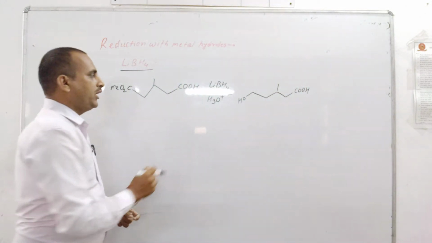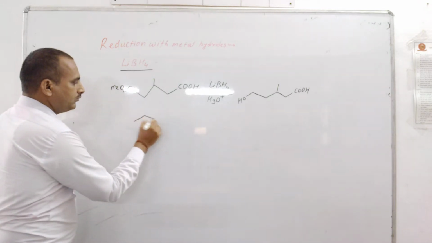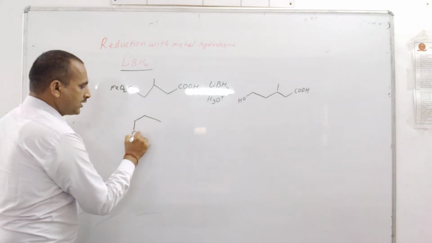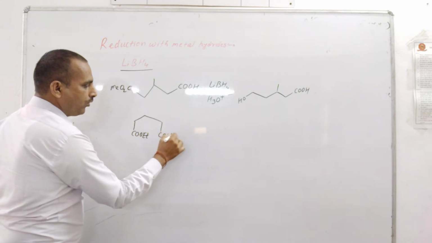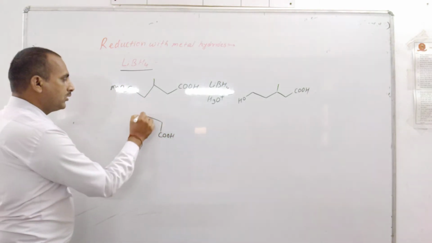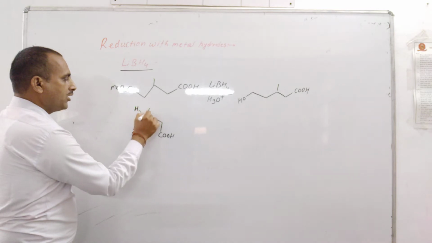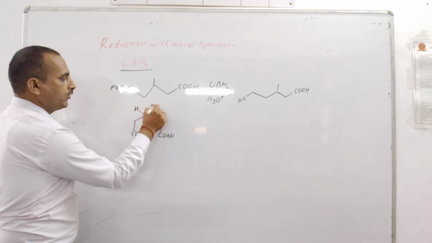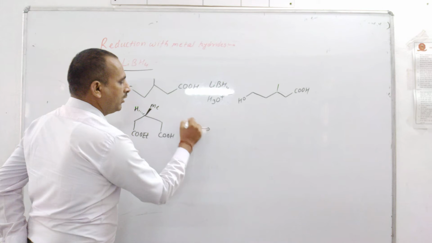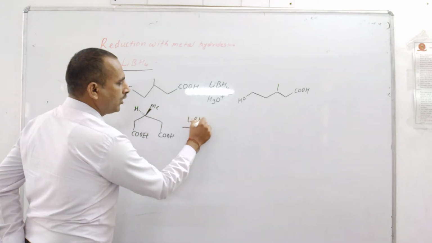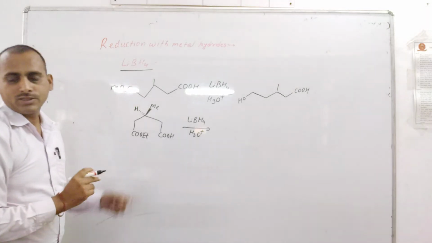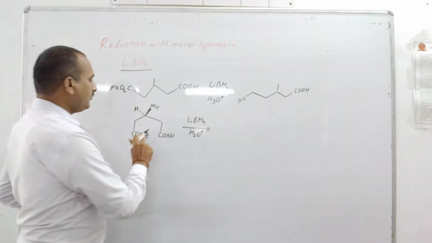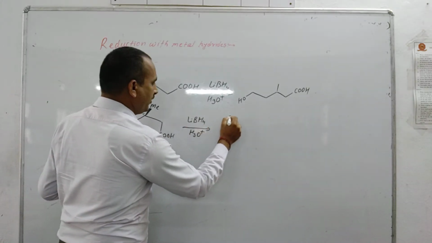Now let's see one more example. COOAr, COOH, H and Me. Now again lithium borohydride followed by hydrolysis gives the reduced product of the ester.